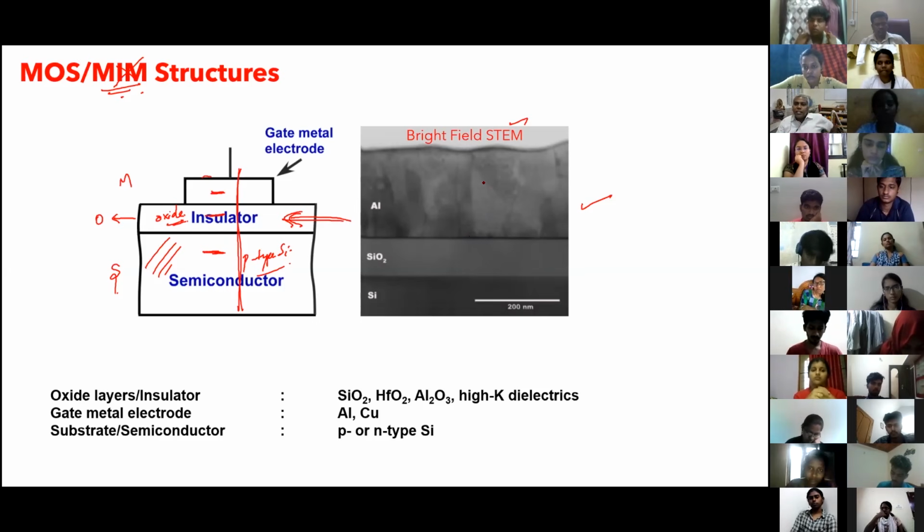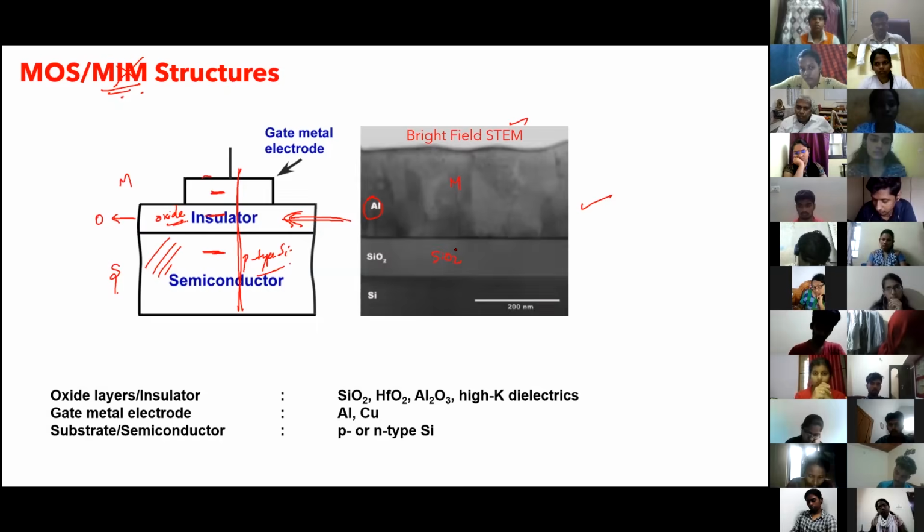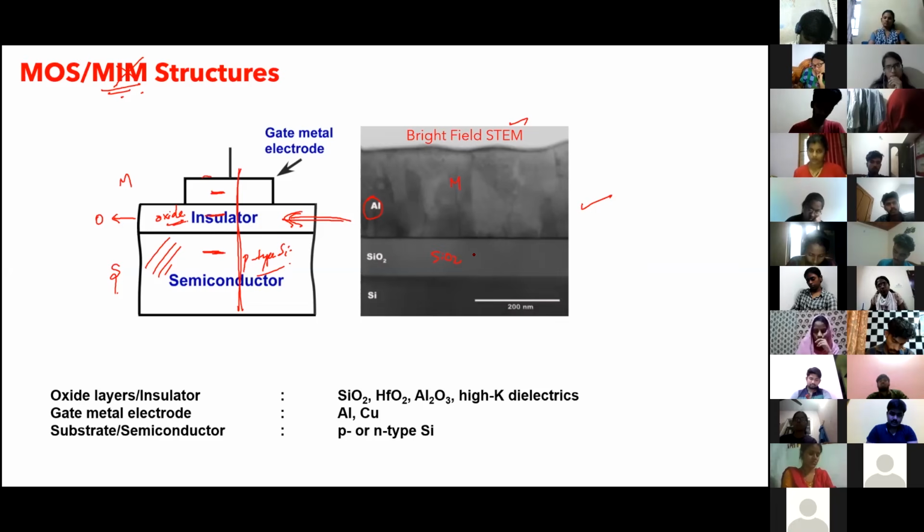Okay, I see an aluminum layer, which is the top layer here, which is the metal layer. Here is the silicon dioxide, which is a very popular oxide, even today, that is being used in many electronic components. So that is an oxide layer or an insulator layer. And at the bottom, there is silicon. So this is a real image of a real device.